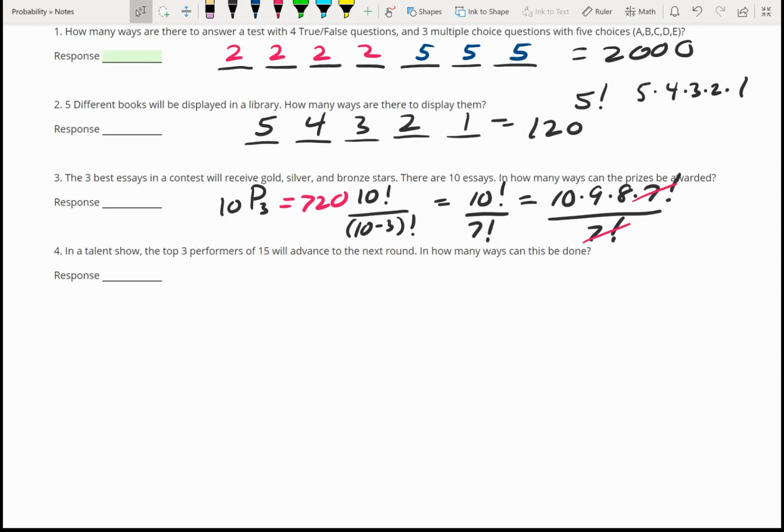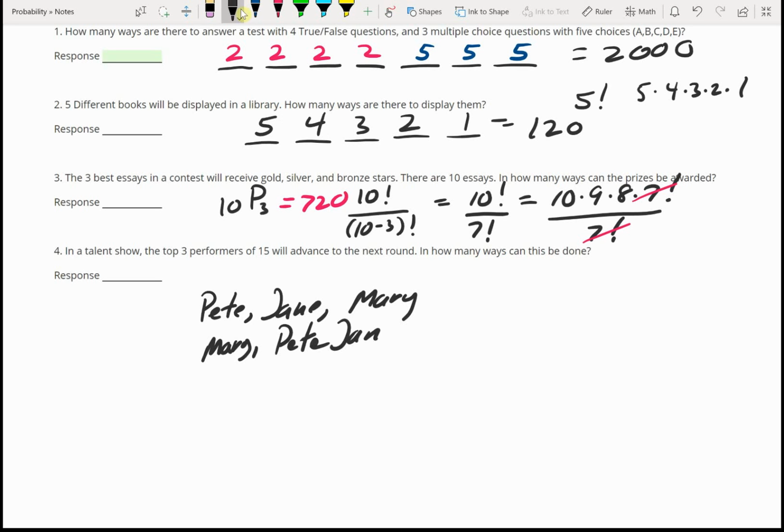And then in a talent show, the top 3 performers of 15 will advance to the next round. So order is not important here. If Pete was the first one selected and Jane was the next one selected and Mary was the next one selected, they all go to the next round. It doesn't matter if Mary was selected first, followed by Pete, and then followed by Jane. Order does not matter here.